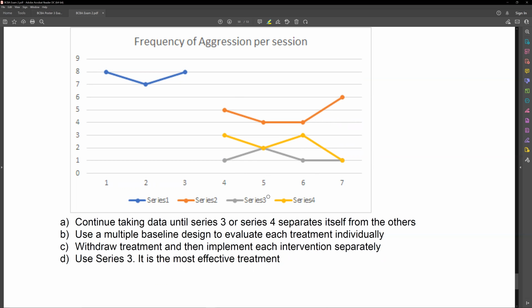So D, series 3 is the most effective treatment. Simplest explanation is usually the best. In this case, series 3. The least amount of frequency of aggression after baseline, just use series 3.